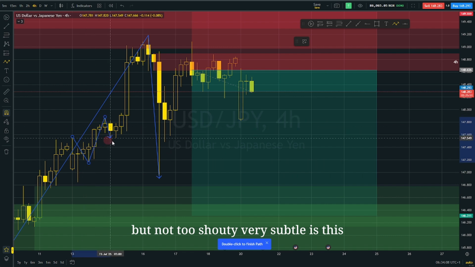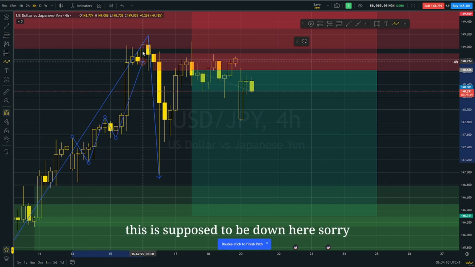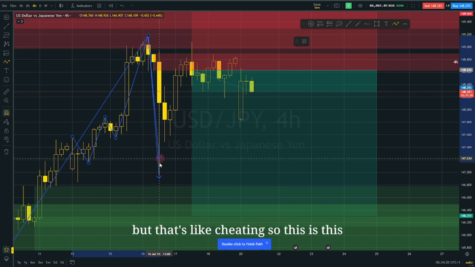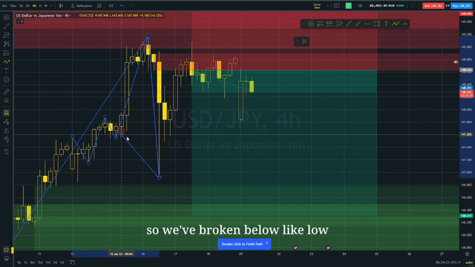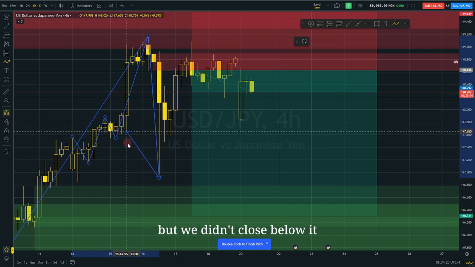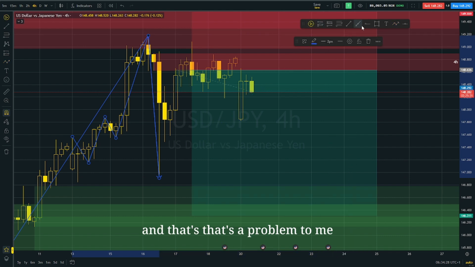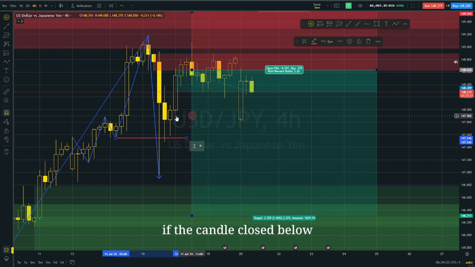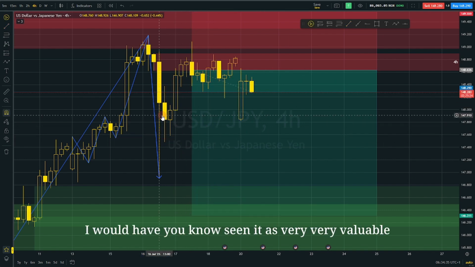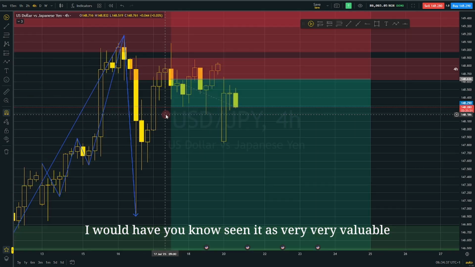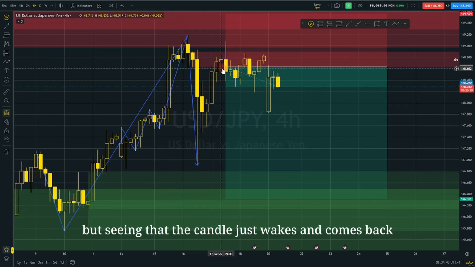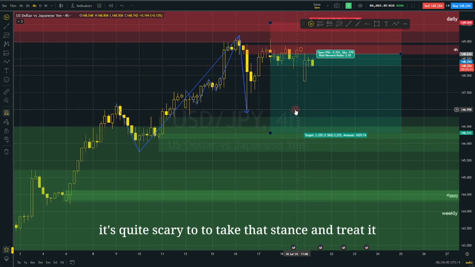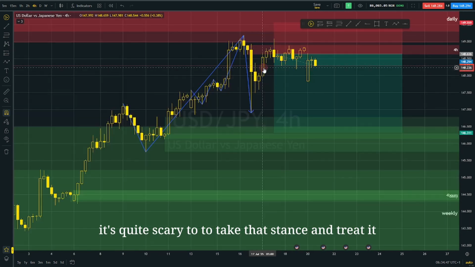is this. This is supposed to be down here, sorry. It's this. I would have done this, but that's like cheating. So this is this. So we've broken below the low, but we didn't close below it, and that's a problem to me. I love to see a candle close. If the candle closed below, I would have seen it as very, very valuable. But seeing that the candle just wicks and comes back and wicks and comes back, it's quite scary to take that stance and trade it.